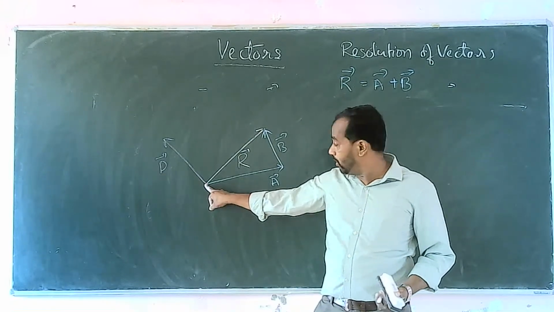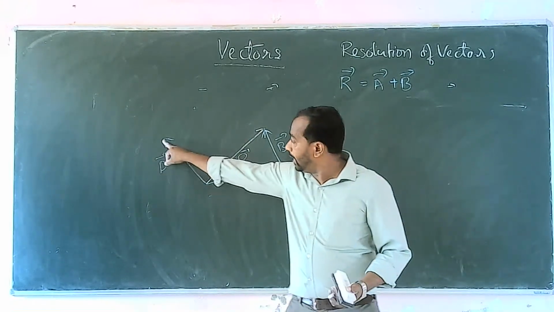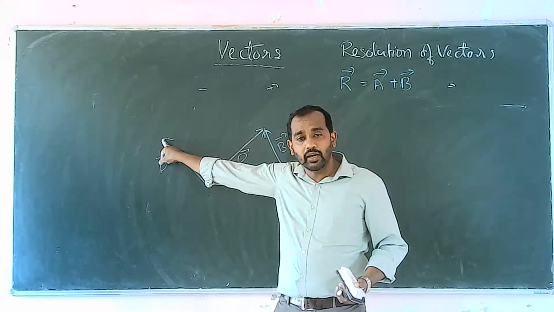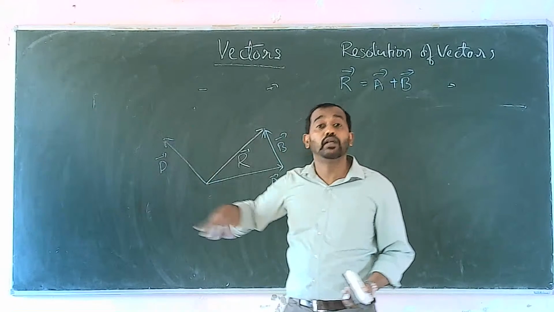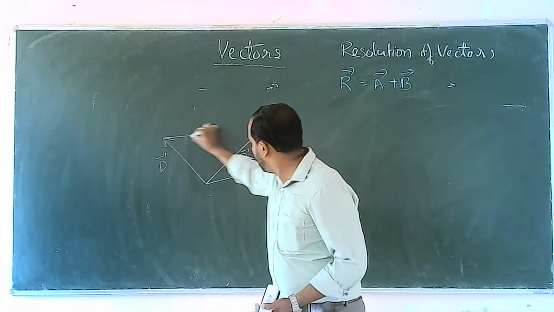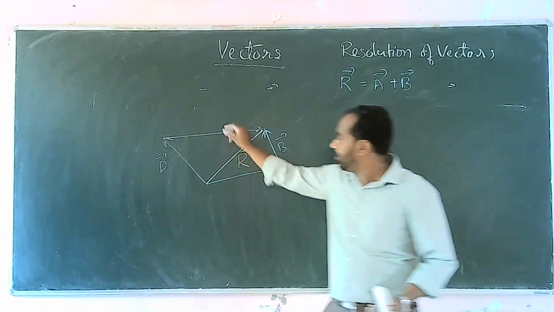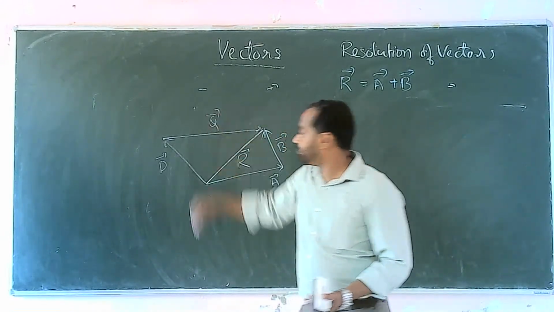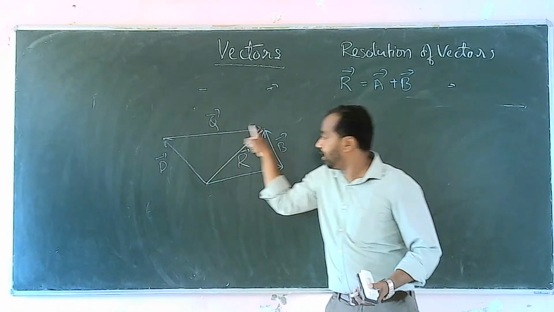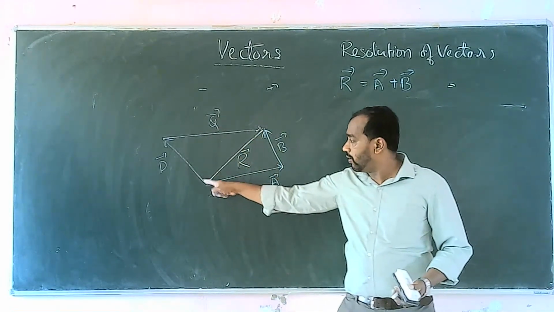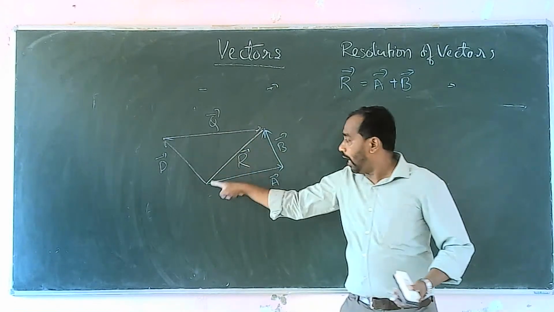It will be starting from the tail of the vector R and it will terminate somewhere here. And from the head of the vector P, another vector Q starts, and it will terminate at the head of the R. This is known as Q. Again, if you use the triangle law of vector, P and Q are in the order of a triangle.